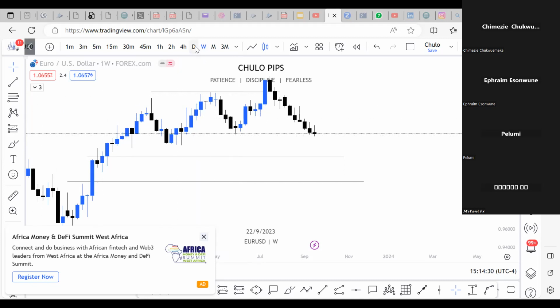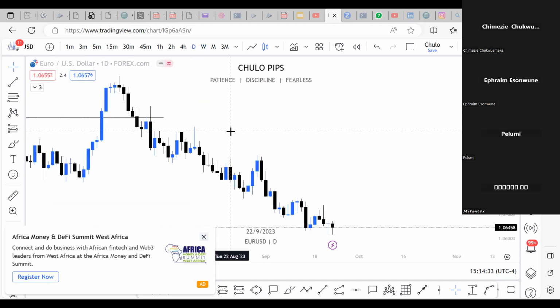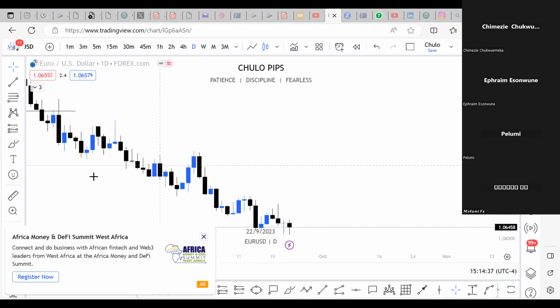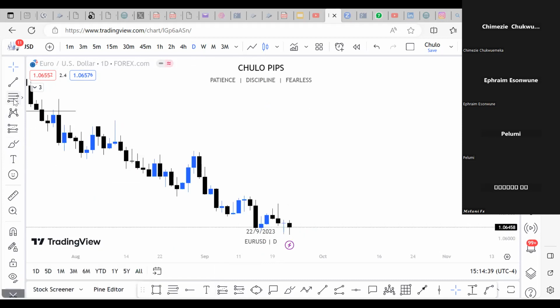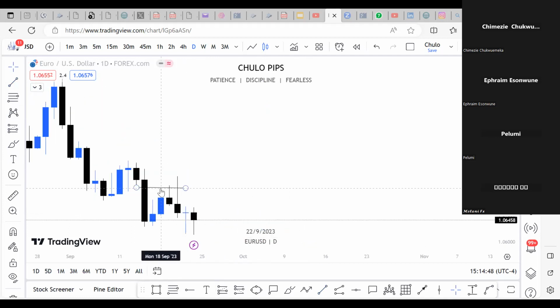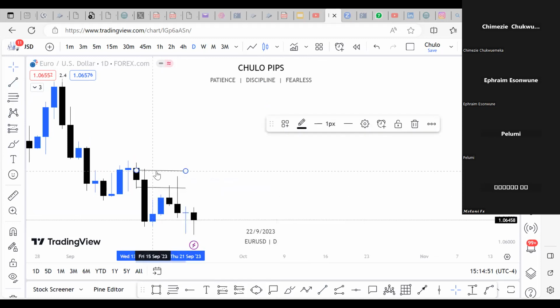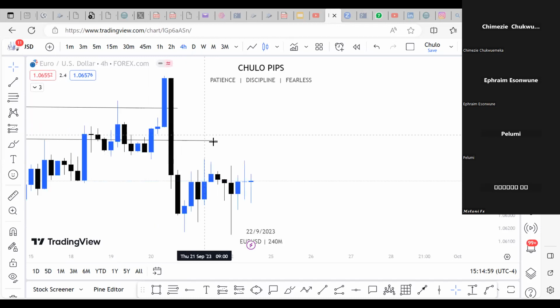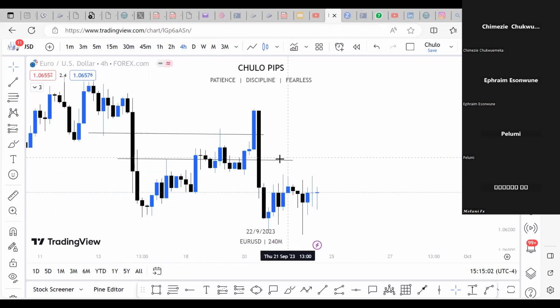So let's go down to the daily to see what we have on the daily. Now last week, I marked this FVG here. I marked this FVG and look at what happened. Price dropped down from that FVG to this low. So I moved down to 4 hours. Let me see what I can get from 4 hours.